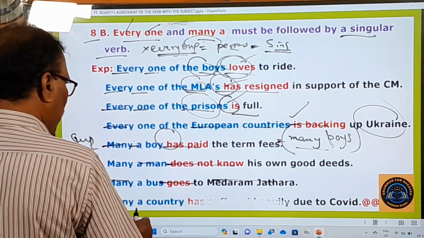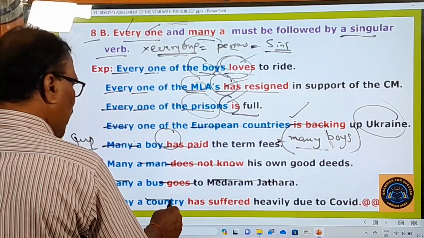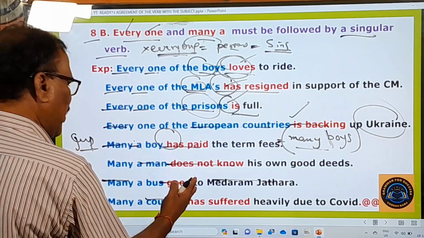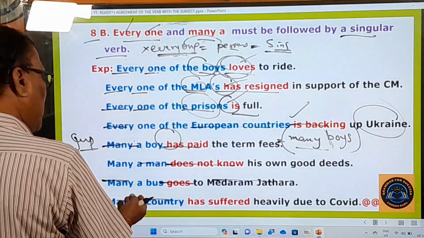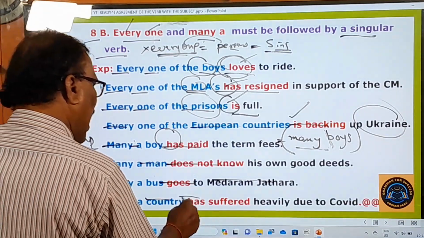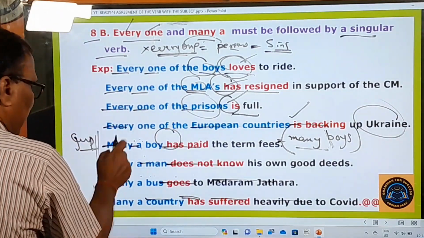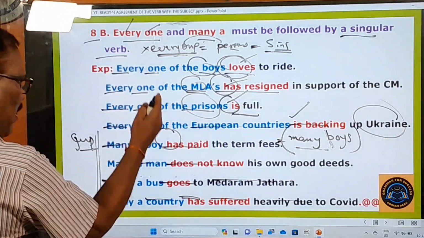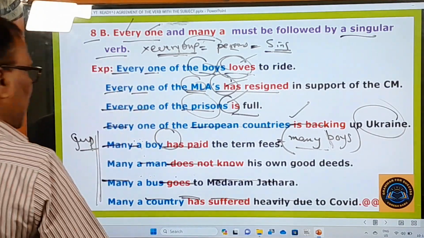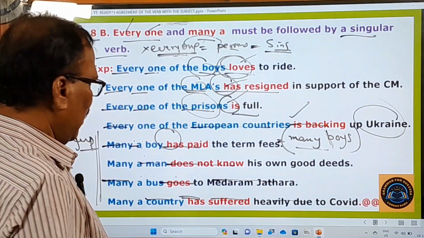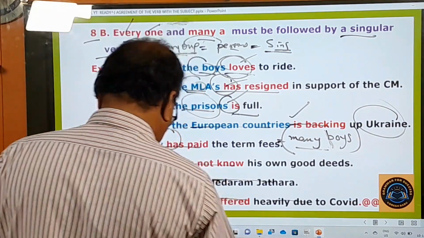And here you pay attention. Many a country means many countries. But the usage is singular. Many a country has suffered heavily due to COVID. So in this way, "many a" is very, very important, and "every one" is also important. Please keep this rule in your mind, and it will be very useful and helpful to you.